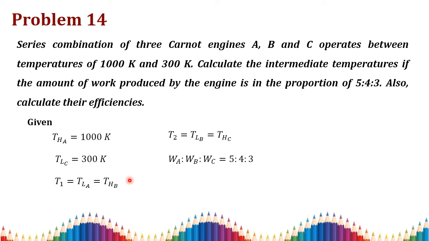As we all know, the intermediate temperature T1 is TLA, which is equal to THB, because whatever heat is rejected from heat engine A, which is connected as a sink, will act as a source for the second heat engine B. Then whatever heat is rejected from heat engine B, stored in the sink reservoir, will act as the source reservoir for heat engine C.